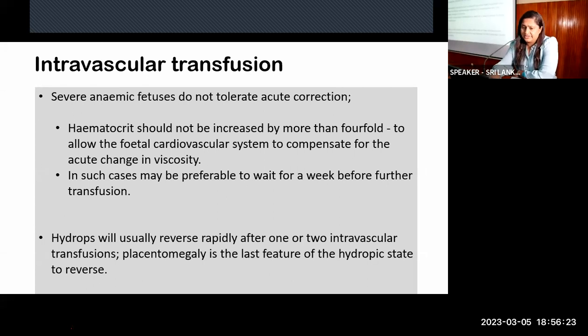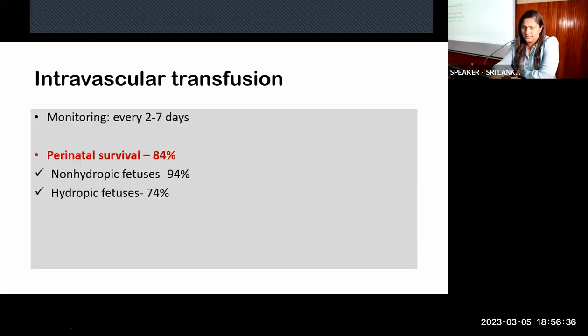Following intrauterine transfusion, hydrops usually reverses rapidly after 1 or 2 units of intravascular transfusion, but what's slow to reverse is placentomegaly. Following intravascular transfusion, monitoring takes place every 2 to 7 days. The perinatal survival is high, about 84%, higher for non-hydropic fetuses as compared to hydropic fetuses.